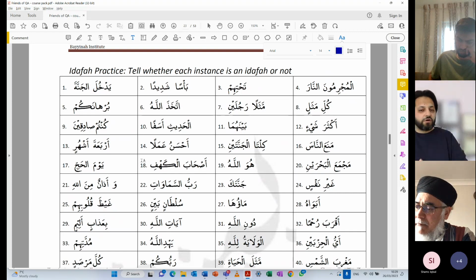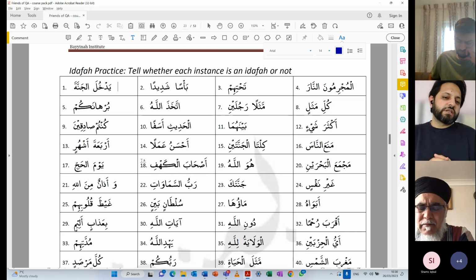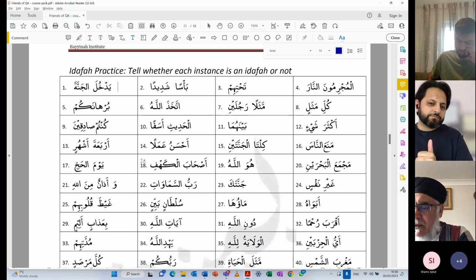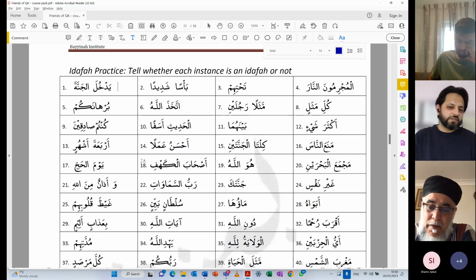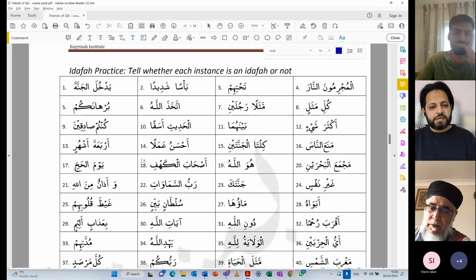Right, so I'm going to write true and false. What is Idafah and what is not? Let's see if we can detect this. So when we read the phrase yadkhula al-jannata, is it Idafah or not?